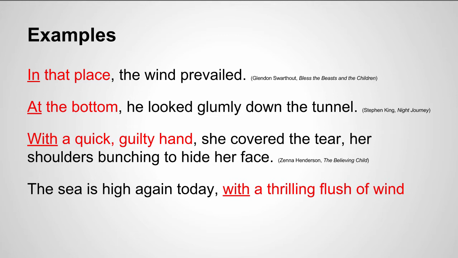So let's look at a few examples from literature. You'll see that in these examples, I've put the prepositional phrase in red, and the preposition is underlined. Most of these prepositional phrases are at the beginning of sentences. For example, in that place the wind prevailed. But if you look at the last example, the sea is high again today with a thrilling flush of wind, you'll see that prepositional phrases do not have to go at the beginning of sentences. They can come in the middle of a sentence, they can come at the end of the sentence, really anywhere within a sentence. So keep that in mind. Go ahead and pause this and read over these examples and jot them down.